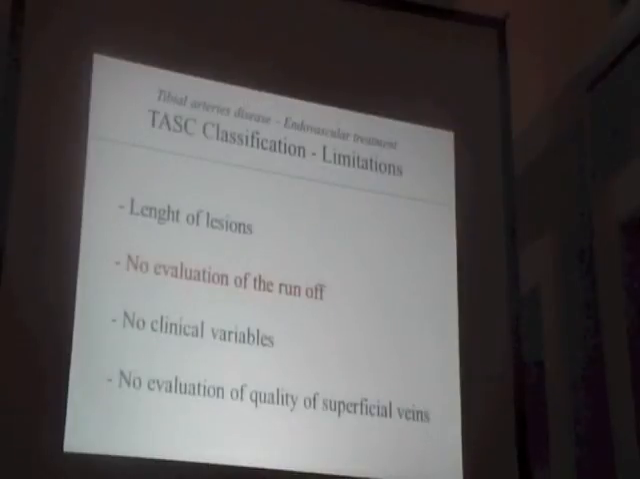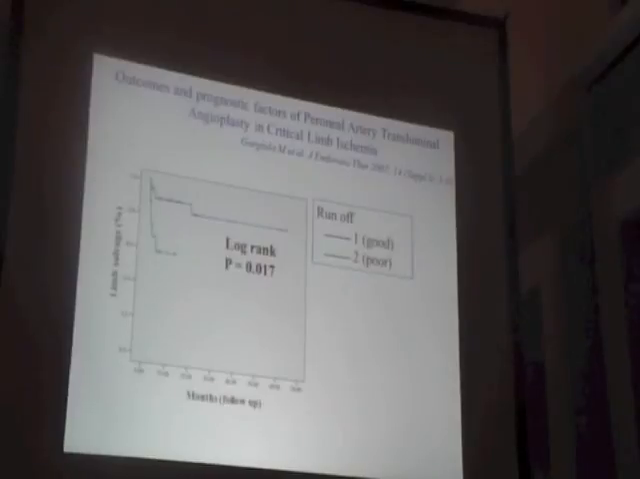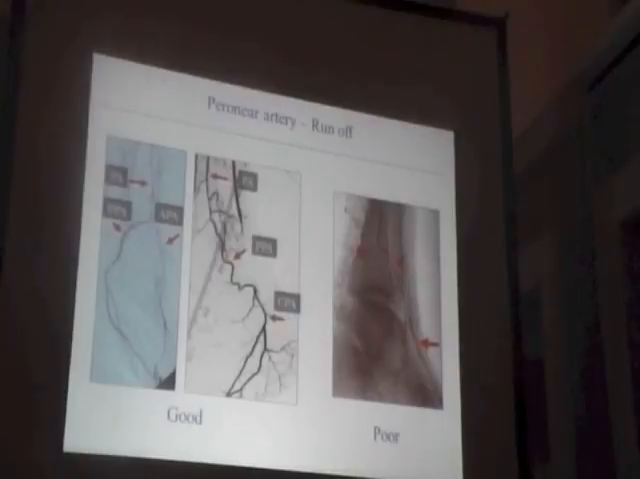The second point was to evaluate the runoff. In our experience, we published in 2007 on the endovascular treatment of peroneal artery disease, and we found it very important to know the runoff, because in patients with poor runoff, the results regarding limb salvage are lower than in patients with good runoff. And what does poor runoff mean? Patients without inline flow to the foot after the endovascular treatment, with peripheral arterial occlusive disease.